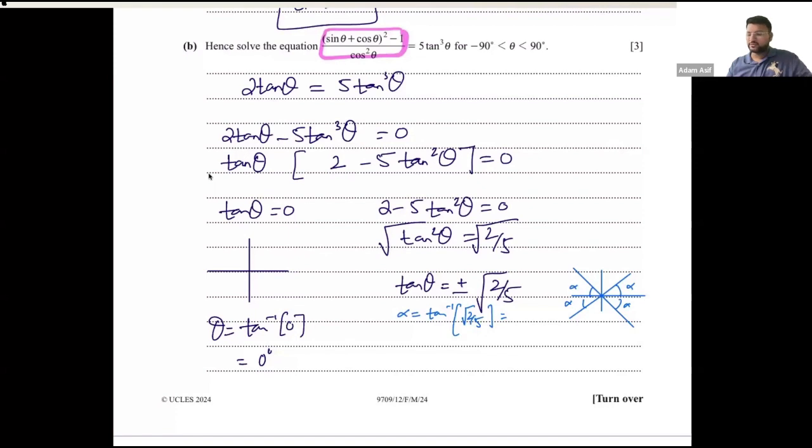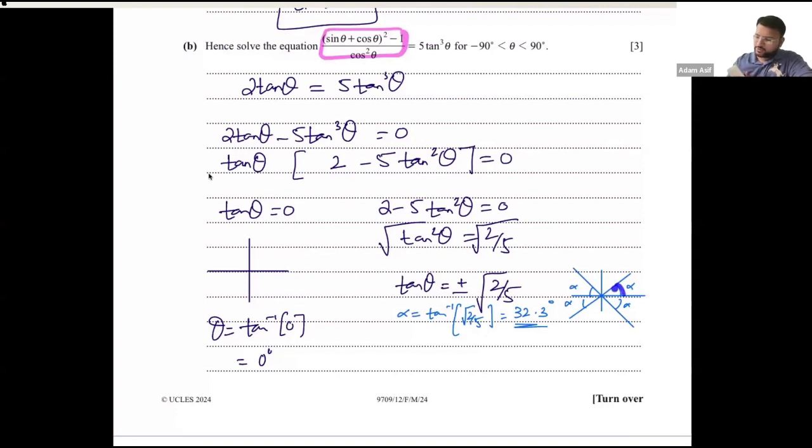Sorry, we need it in degrees, my bad. We need it in degrees, okay? Not in radians. Tangent inverse of root 2 upon 5. I'm getting 32.3. So what are the possible angles?